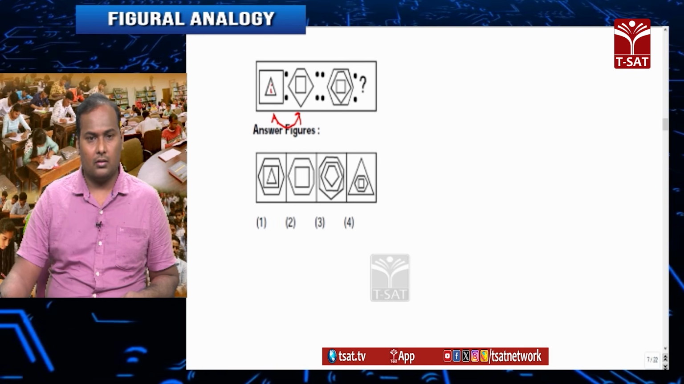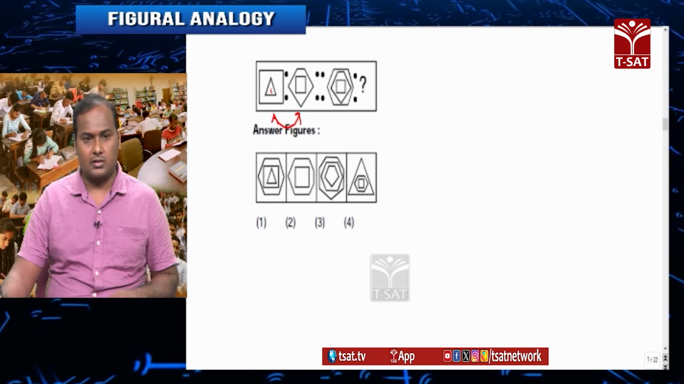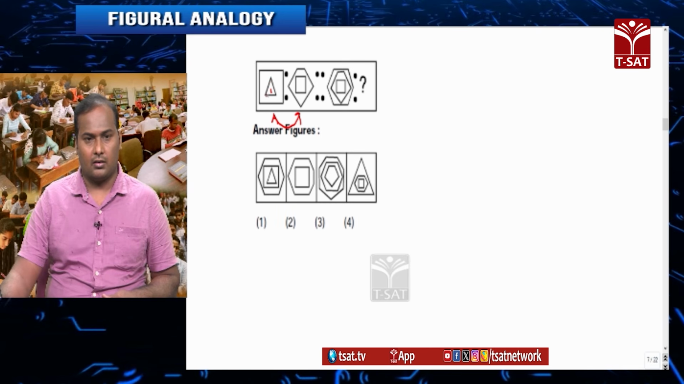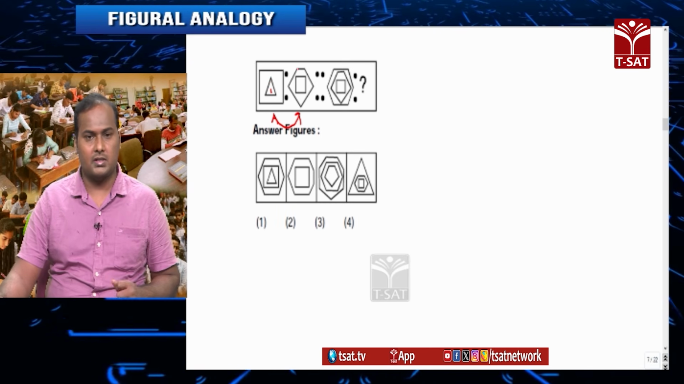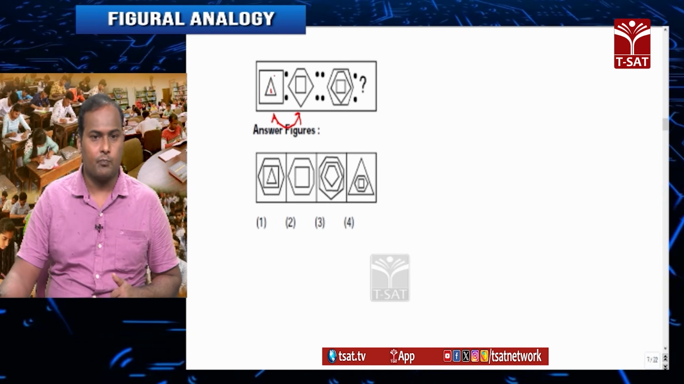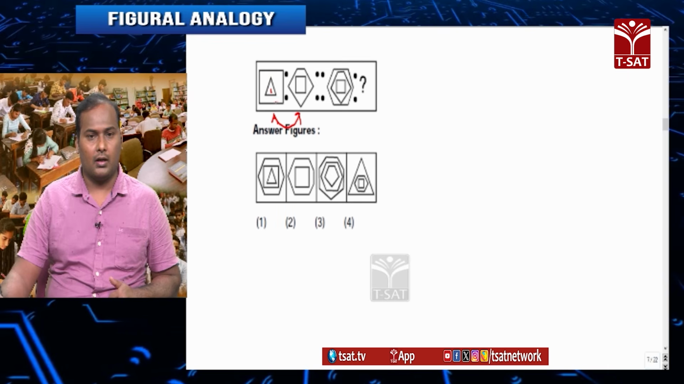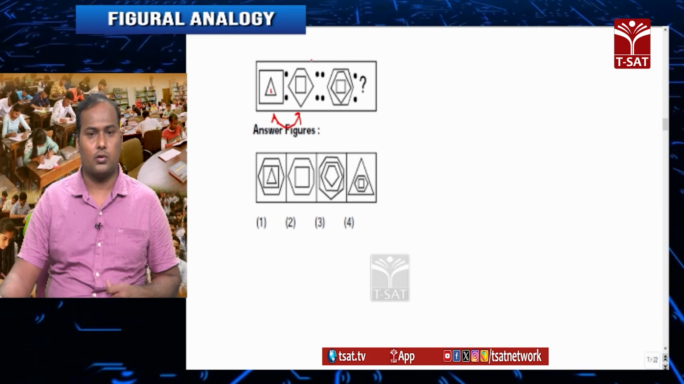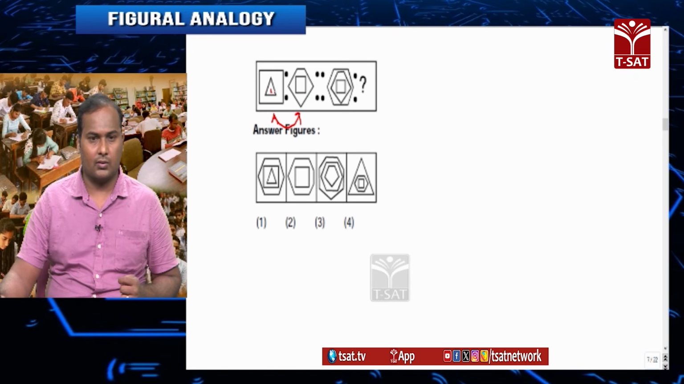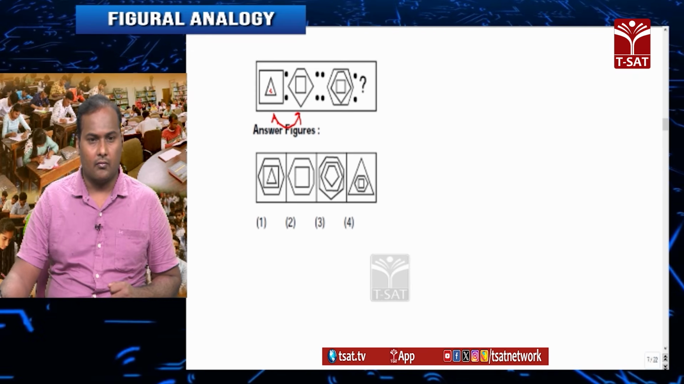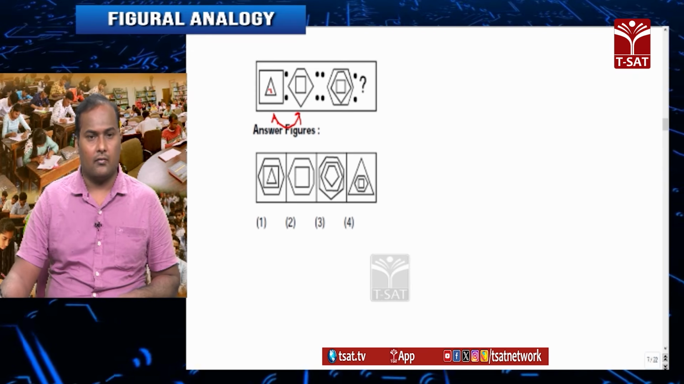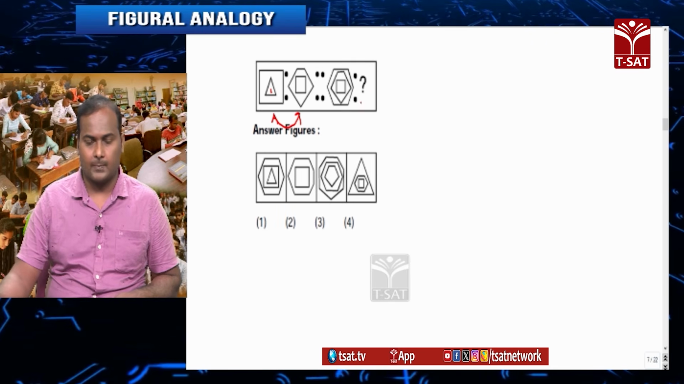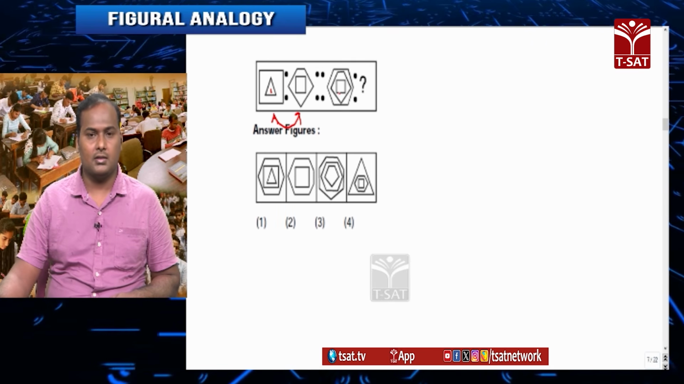The moment it moved to the next position, this relation, the triangle became a square, means he increased one line. In the same way, here the quadrilateral or the square becomes a pentagon, means one more side he increased. So there was an increase in line from one figure to the next figure. In the same way, we try to apply the same relation.